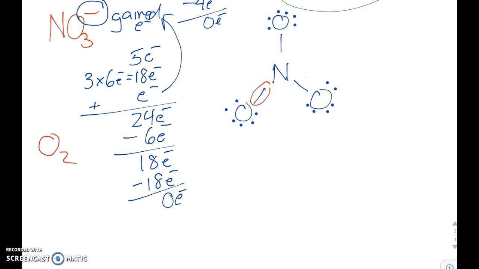So in this case, here's what we're going to do. You pick an oxygen, doesn't matter which one, and we're going to move a pair of its electrons, and we're going to actually make a bond with them. Okay, so I'm going to erase those ones and turn it into a bond.